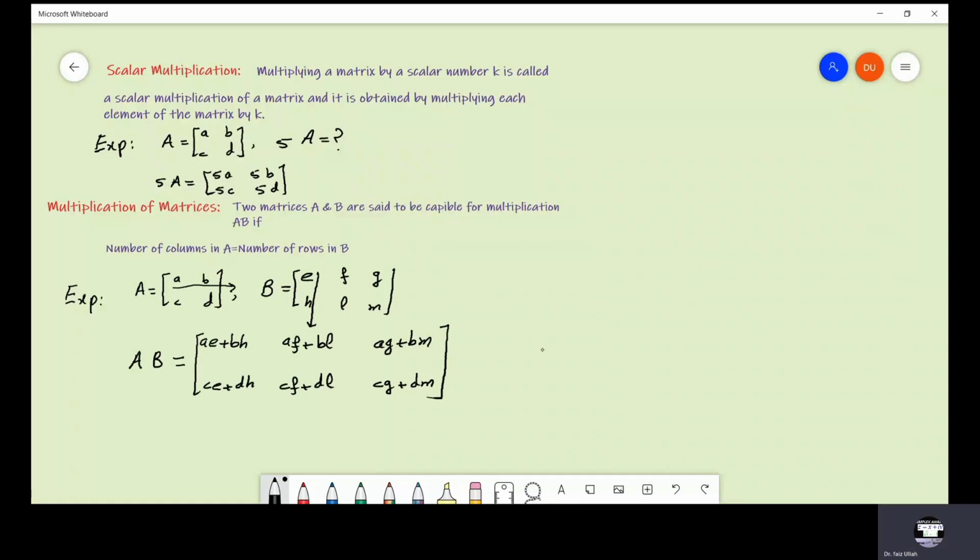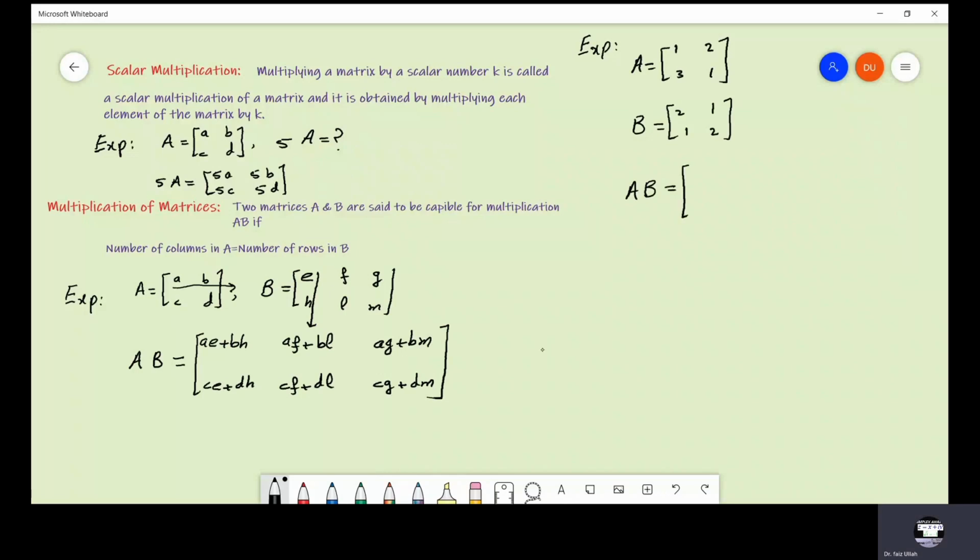Now, let us see another example. In this example, I have a matrix. Let us say I have a matrix A, in which we have 1, 2, 3, 1. And I have another matrix B in which I have 2, 1, 1, 2. And we can see that we can obtain AB. Let us obtain the multiplication AB.